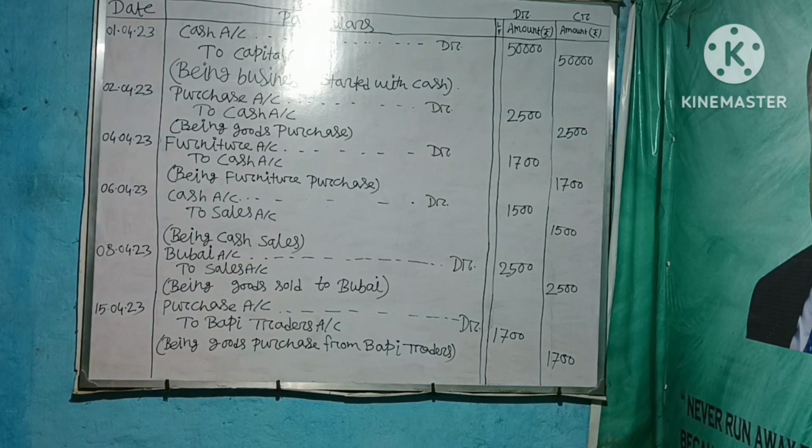We sold to whom? Bubai. For that reason, within the narration we also mention it. Okay, 2,500 debit as well as credit. Come to the next entry.